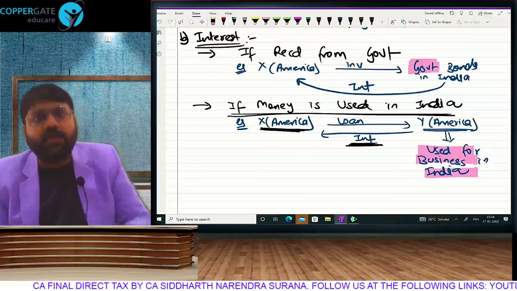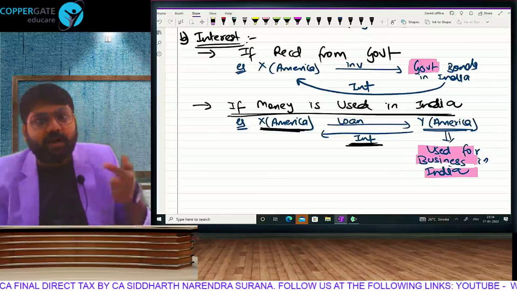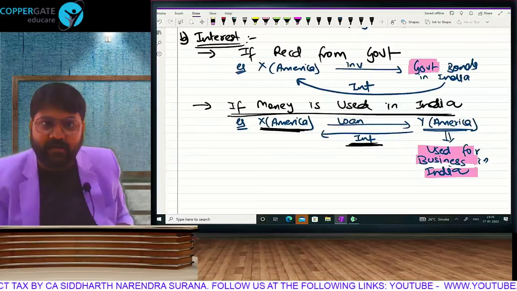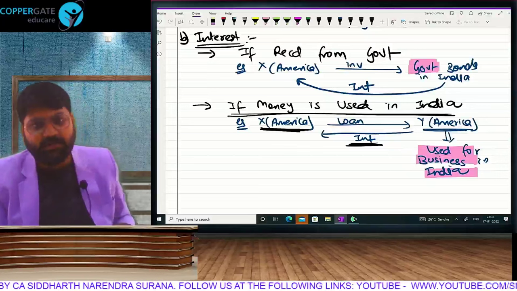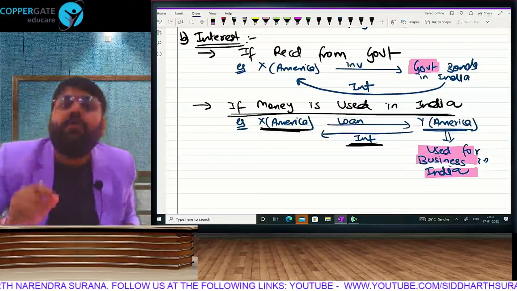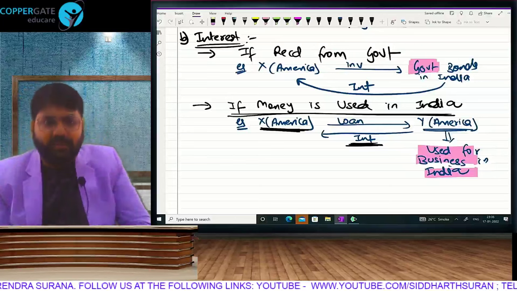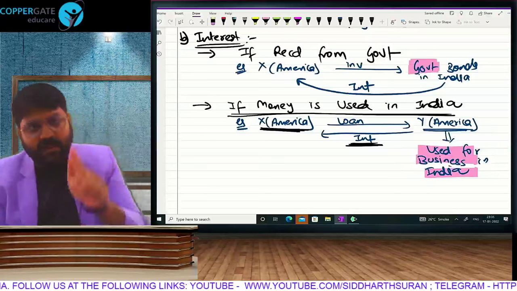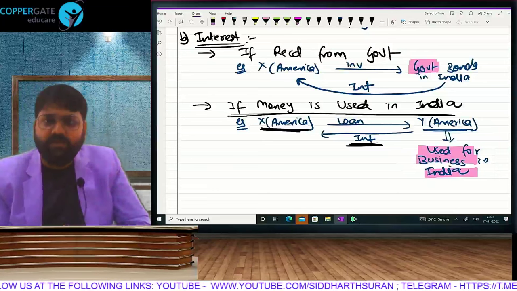Yes, sir. But, no, he is getting payment in America. The agreement of loan was also done in America. Still you are saying it is taxable in India? Why? Because it is Indian income. Sir, why is it Indian income? Because it is deemed to accrue or arise in India. So, any income which is deemed to accrue or arise in India will be Indian income. And if it is Indian income, then everyone has to pay tax.